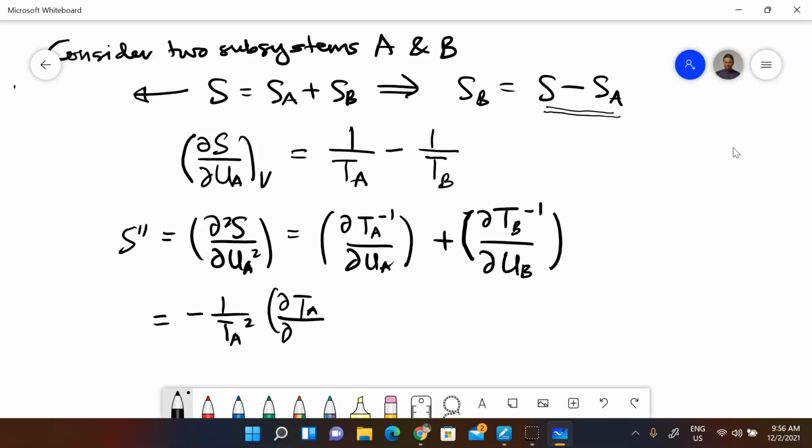dTA over dUA. So this is just chain rule. And then the same thing happens for the B part, dTB over dUB. Now the reason why I'm using, instead of just the variable UA, I'm using UB as well, is because we want to relate it with something else.